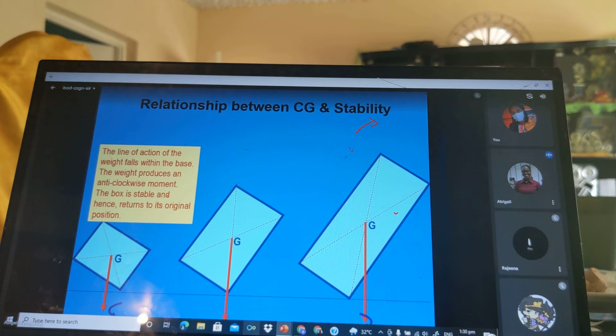So if you displace the object a little bit and the line of action of the weight of the object falls within the base of the object, it won't topple over. You will just move it a little bit and then it will fall back to its original position. If you look at this second one here, is it still within the base? Number 2.